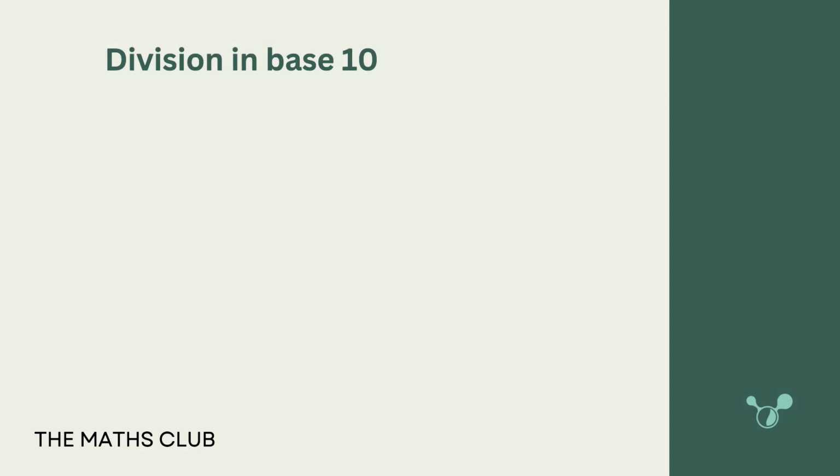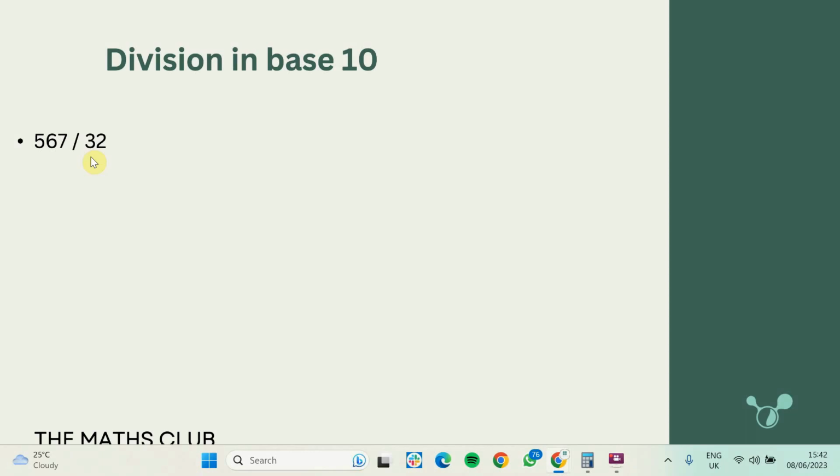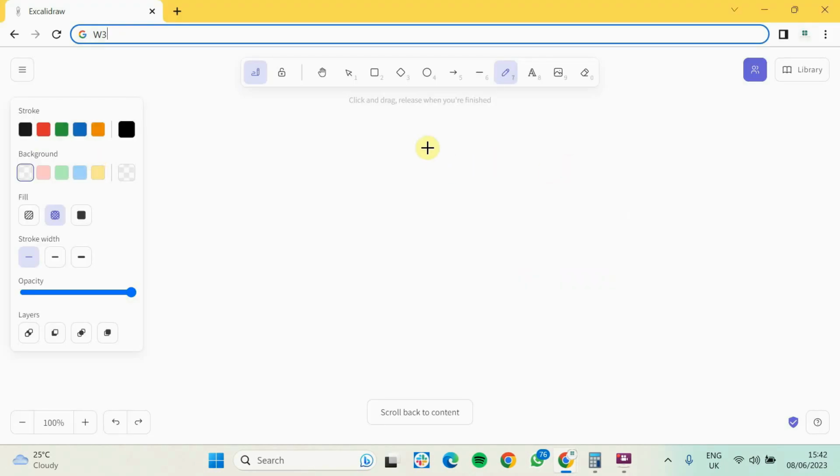So as always, whenever we start a concept, we always start in base 10, right? So let's solve some questions to bring home what we are going to be discussing. This is 567 divided by 32, right? Let's look at our long division method.